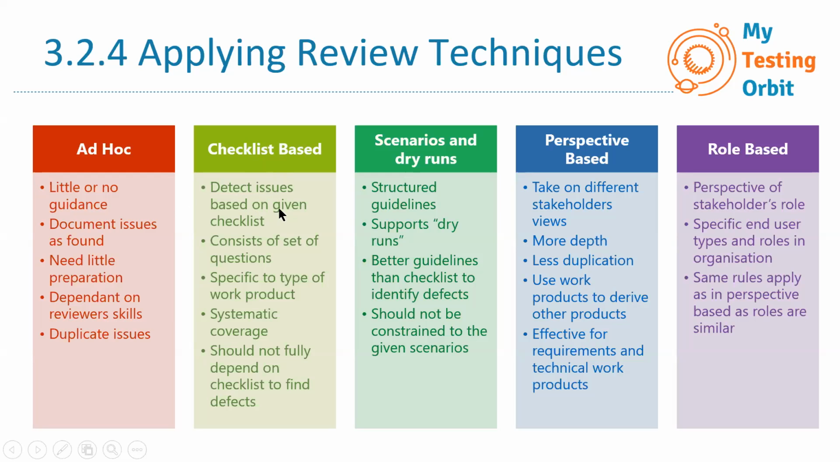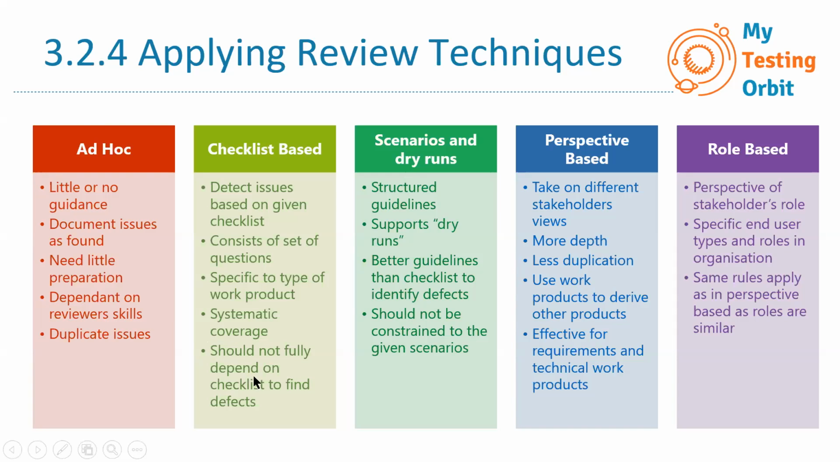Detect issues based on a given checklist. It consists of a set of questions specific to the type of work product. Whatever work product is being reviewed, of course, the checklist will be related to that. Systematic coverage: the questions in the checklist are already defined, so while defining those questions, it is considered that there is proper coverage of that work product.